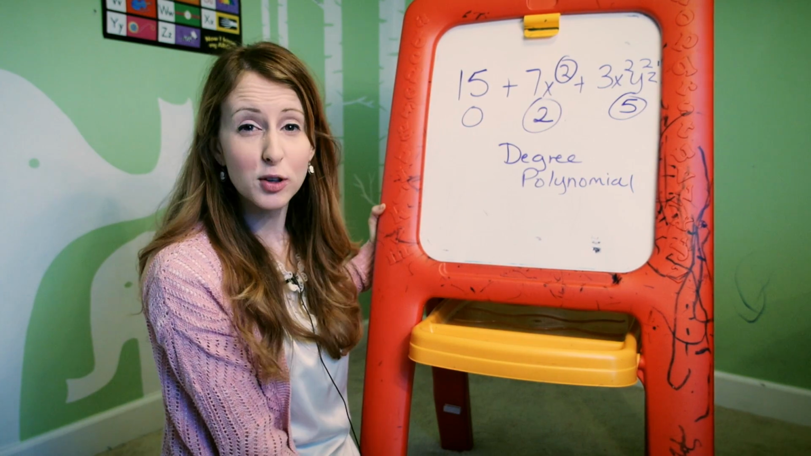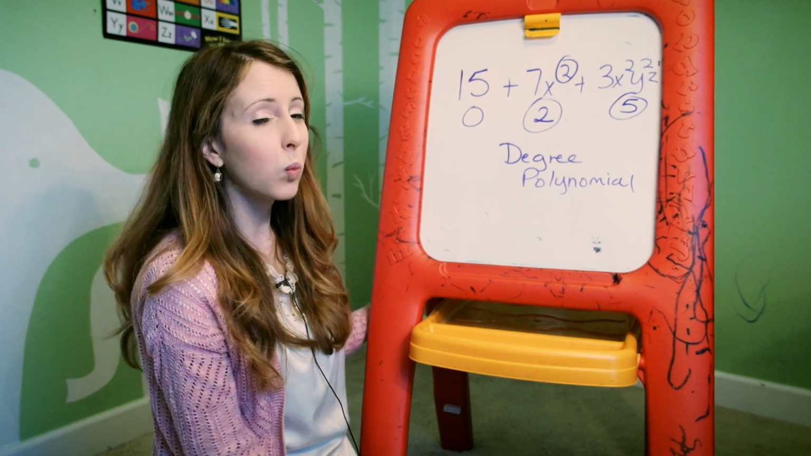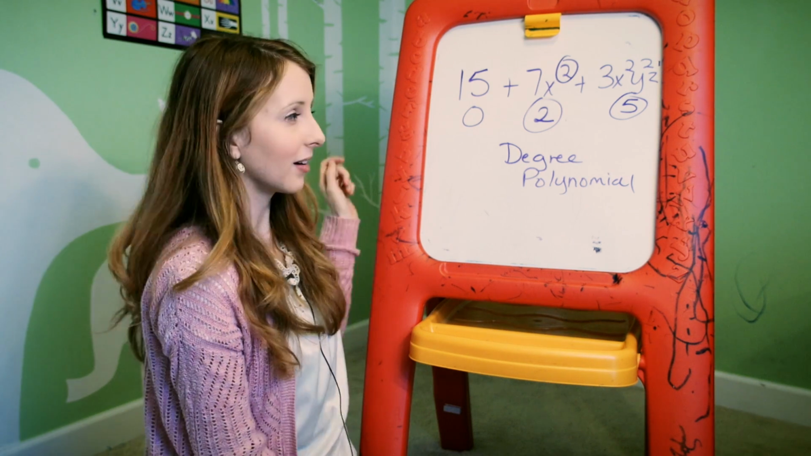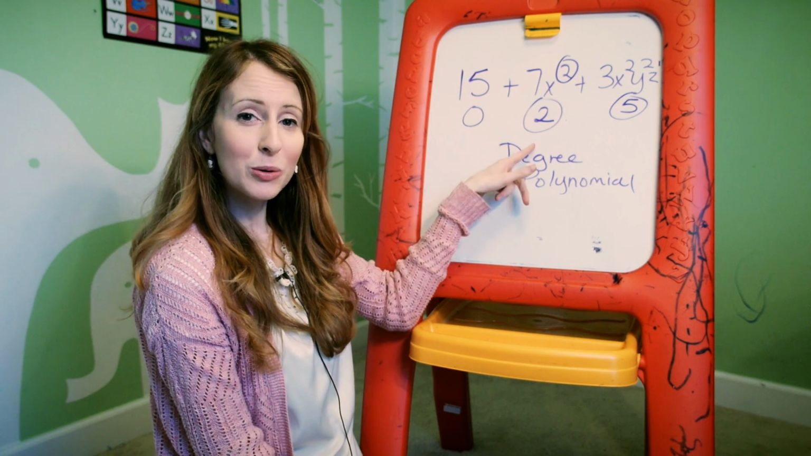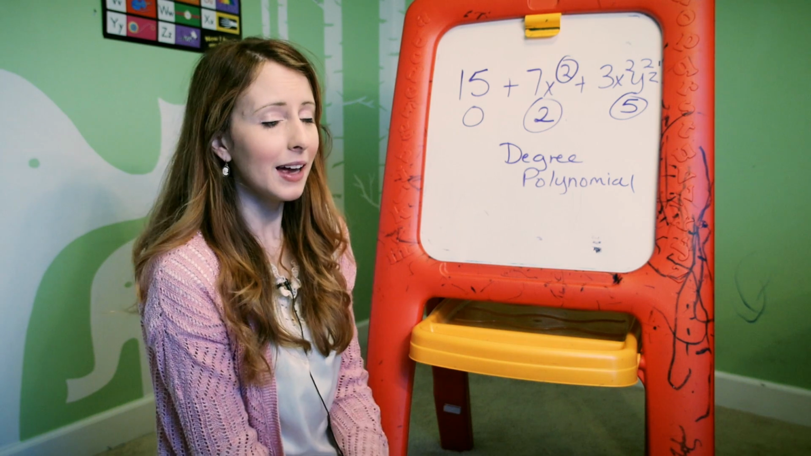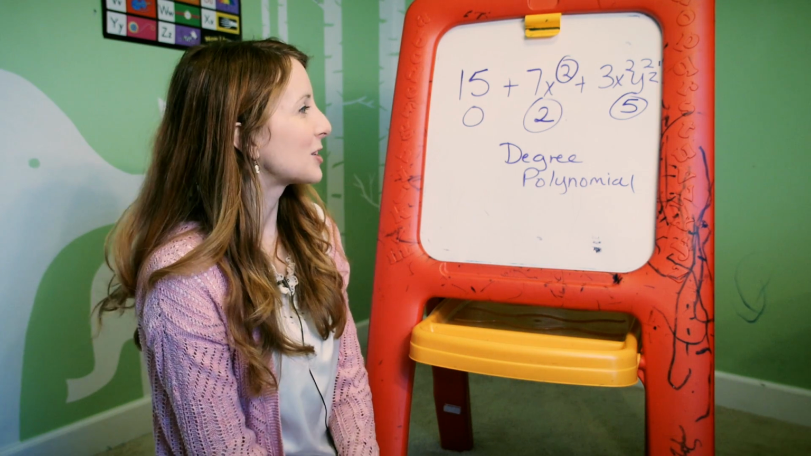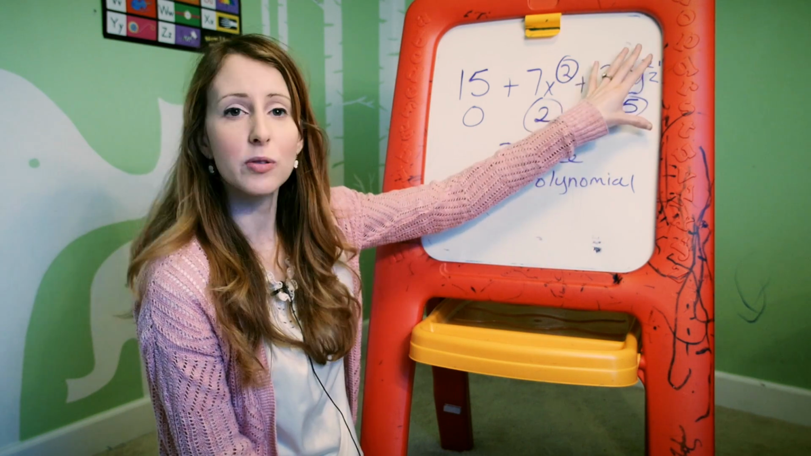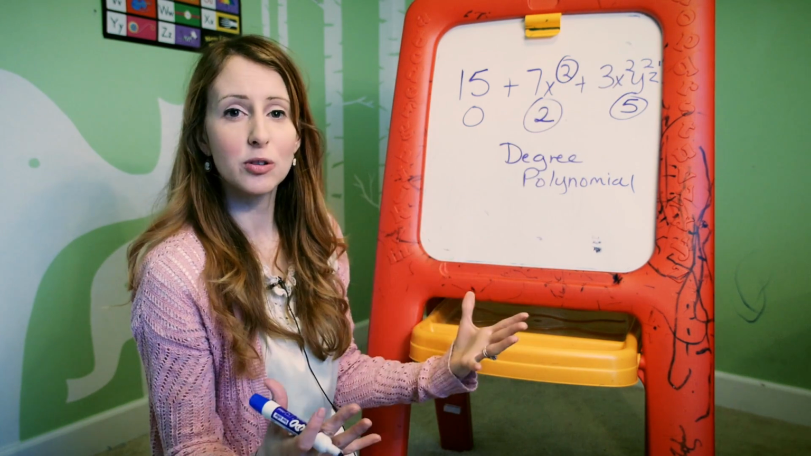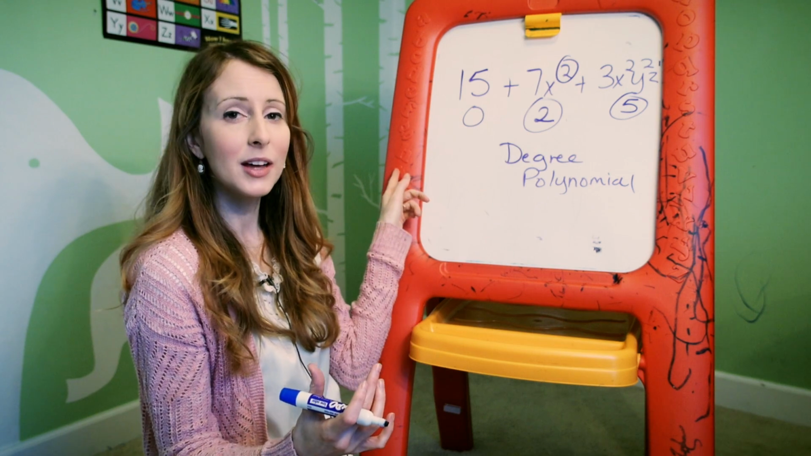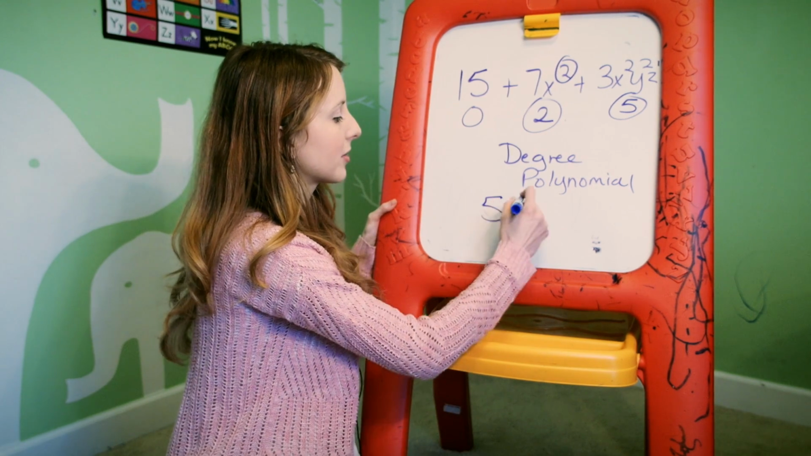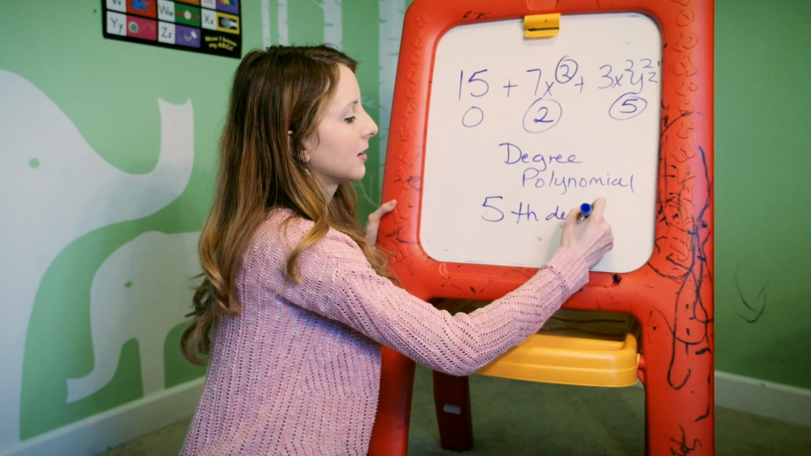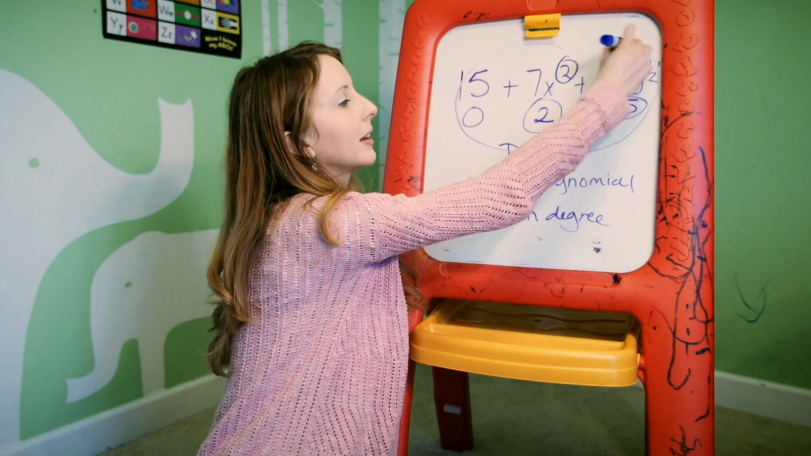All right, now I'm going to ask you a very difficult question. What is the largest number here? 0, 2, or 5? And I hope you all answered 5. So because 5 is the greatest, the 5th degree term is the largest degree term of the entire polynomial. We assign a 5th degree for the entire thing.